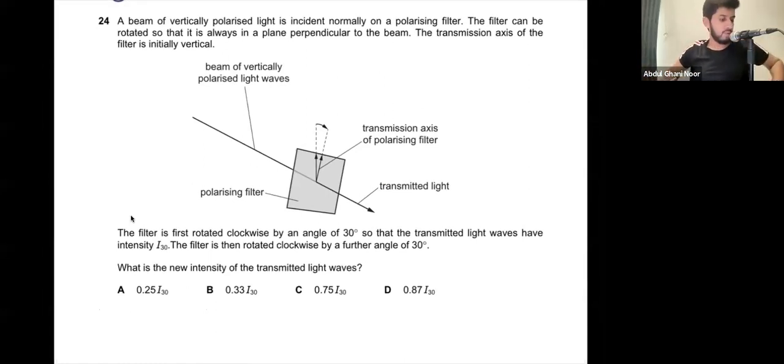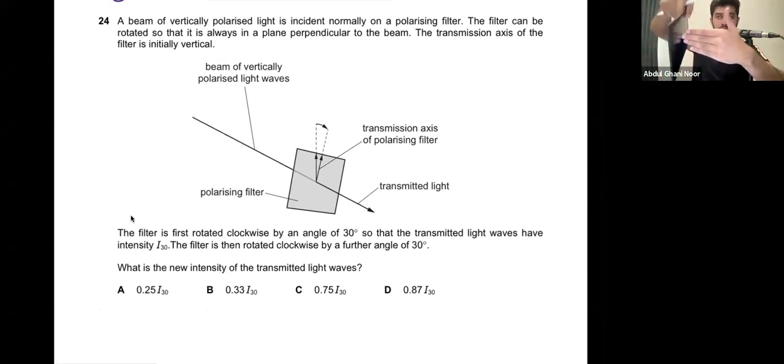Okay. So question on polarization. And this is a good question. The question says, a beam of vertically polarized light is incident normally on a polarizing filter. The filter can be rotated so that it's always in a plane perpendicular to the beam. So let us see this here. This is my vertical light, and this is my polarizing filter. And it can be rotated like this at any angle.